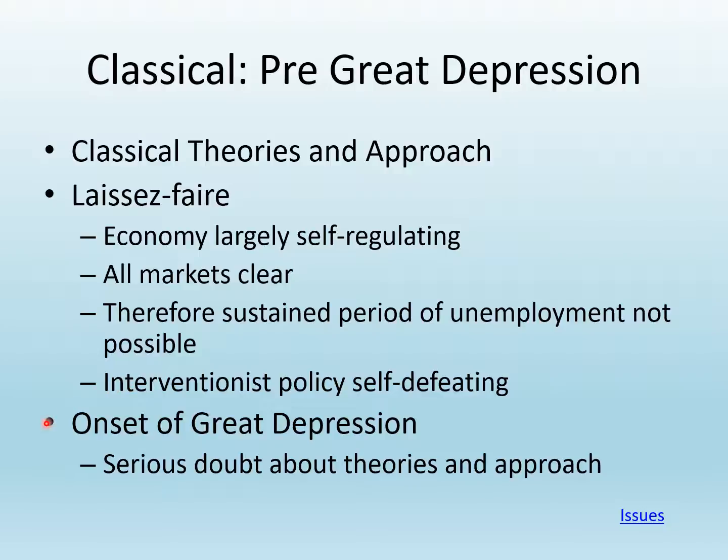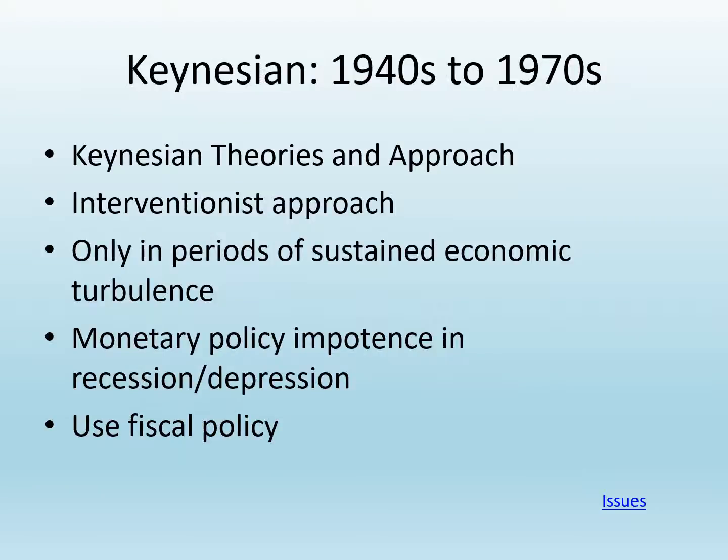Clearly, with the onset of the Great Depression, there were serious doubts cast on the classical approach. So following from the Great Depression, we have the doubts about the classical approach and the beginnings of interventionist government policy. And it starts with a man called John Maynard Keynes. So we talk about Keynesian economic policy, that is John Maynard Keynes. And what Keynes begins to advocate is so-called interventionist policy.